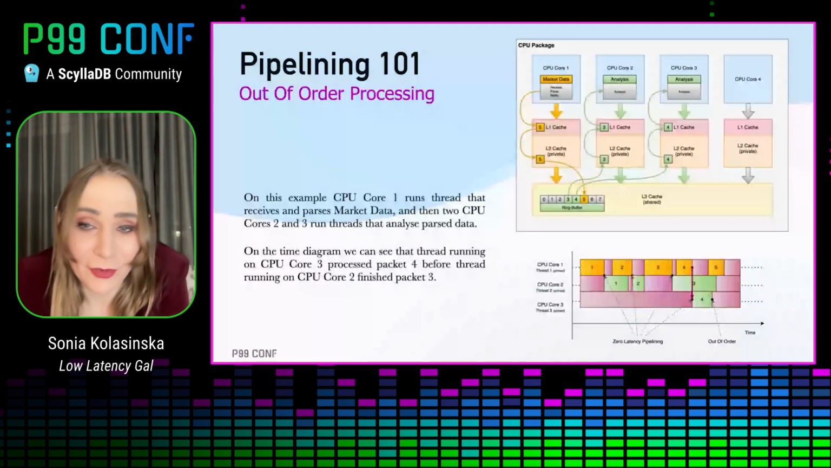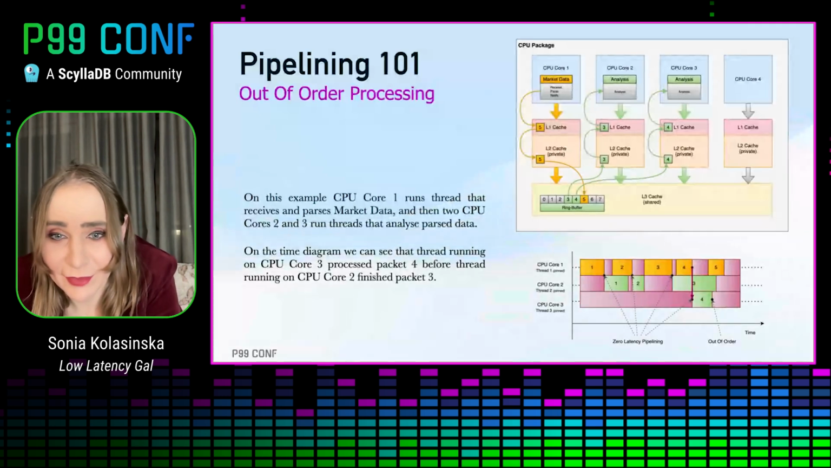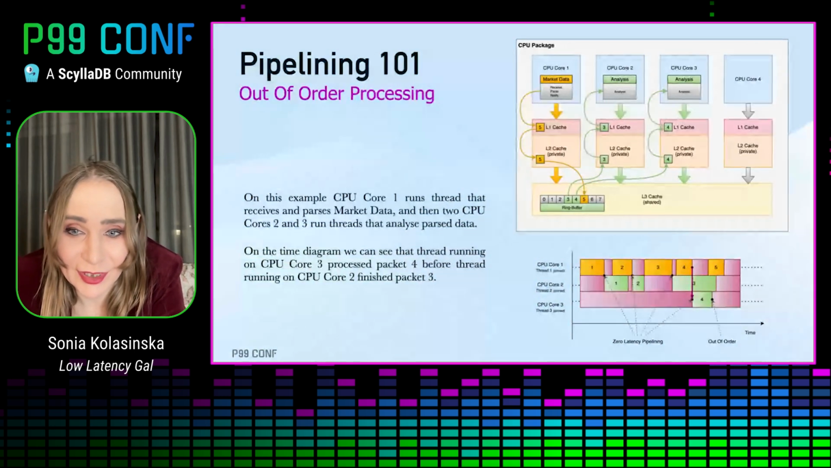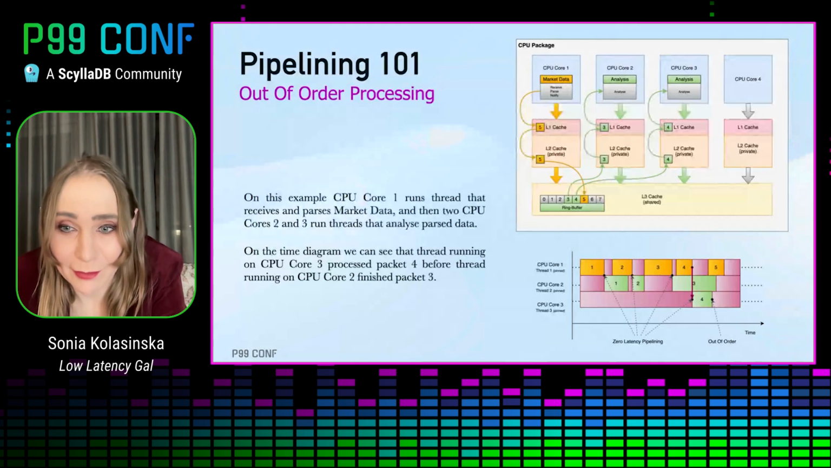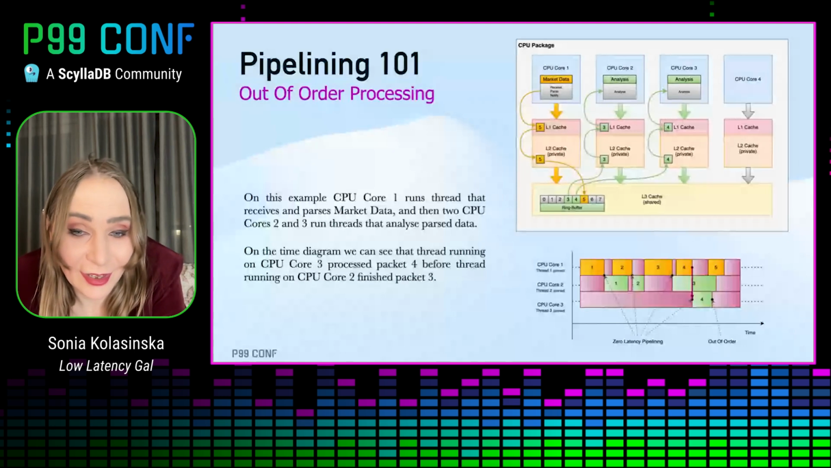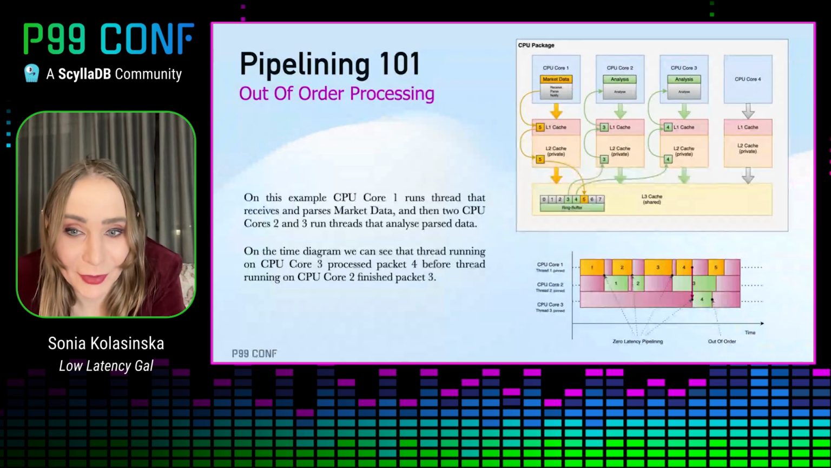Let's look at out-of-order processing. How about we try to solve this problem by having another core processing items? This way, if item number 3 takes too much time, then item number 4 is processed by another core. Now we have zero latency everywhere, but we have out-of-order processing. This is out of order because core number 2 will finish item number 3 after core number 3 finishes item number 4. So you might get into situations where you have out-of-order processing.